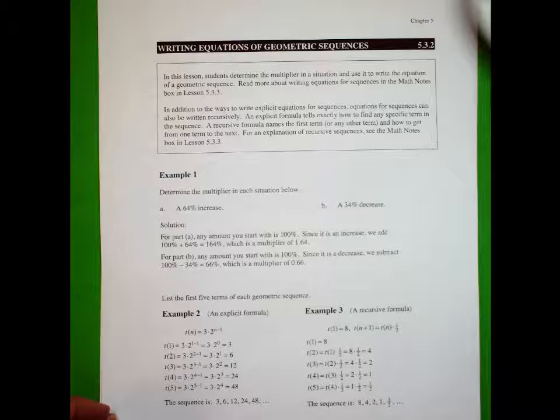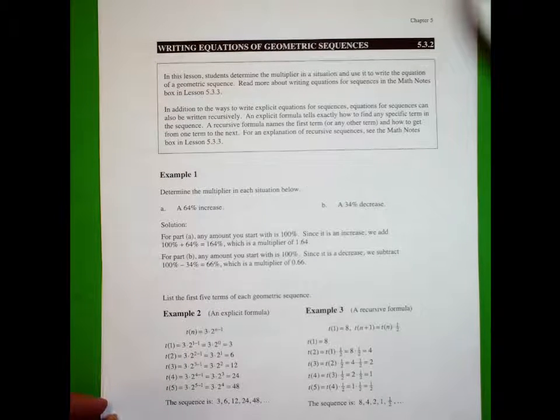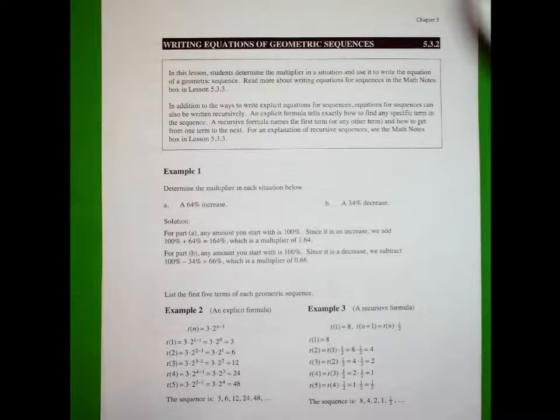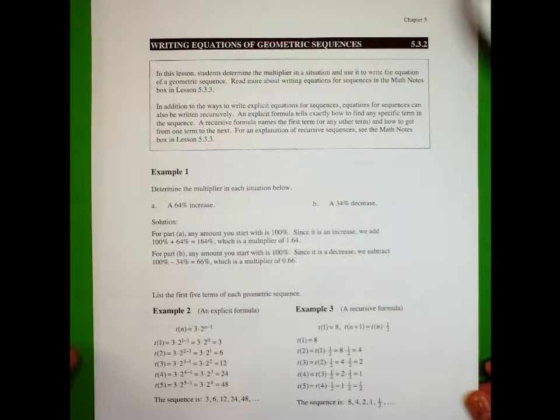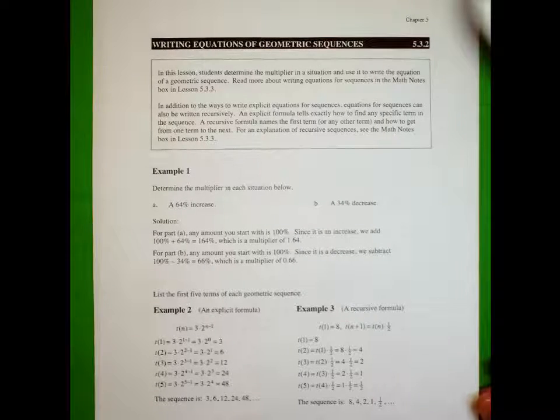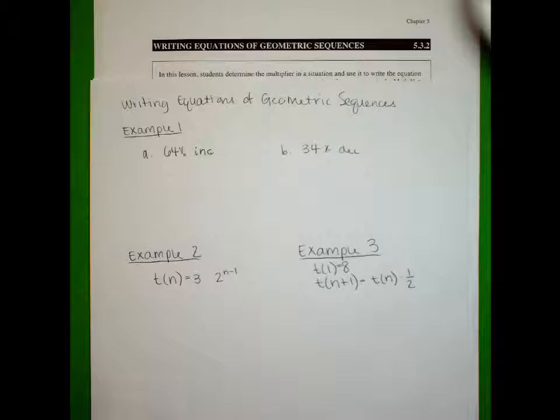Good morning. Today's equation is called writing equations of geometric sequences. We are going to be looking at just problems 1 through 12 today. So we are going to be going over examples 1, 2, and 3. Those should help you get through the problems that are required of you. So, writing equations of geometric sequences.